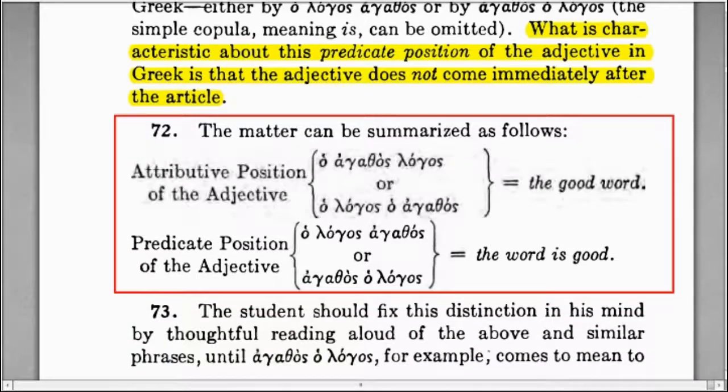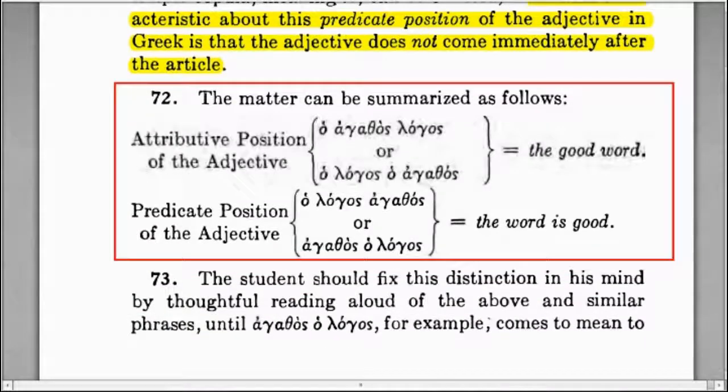Paragraph 72. The matter can be summarized as follows. Attributive position of the adjective is ho agathos logos or ho logos ho agathos. And this would come out to be the good word. Okay? It's an attributive use of the adjective. The predicate position of the adjective would be ho logos agathos or agathos ho logos. The word is good. Notice the lack of the article in front of the adjective.